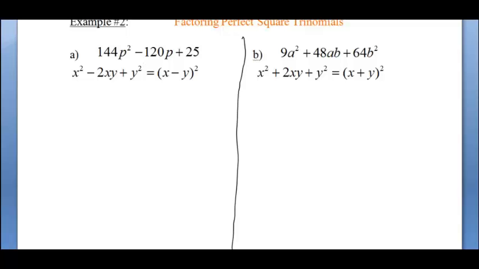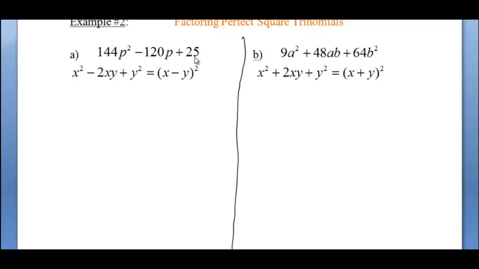In order for it to be a perfect square trinomial, our first term has to be a perfect square. So 144p squared has to be a perfect square, as well as our last term, including the sign. So this has to be plus, and our last term, which in this case is a 25, has to be a perfect square, and it is 5 times 5.